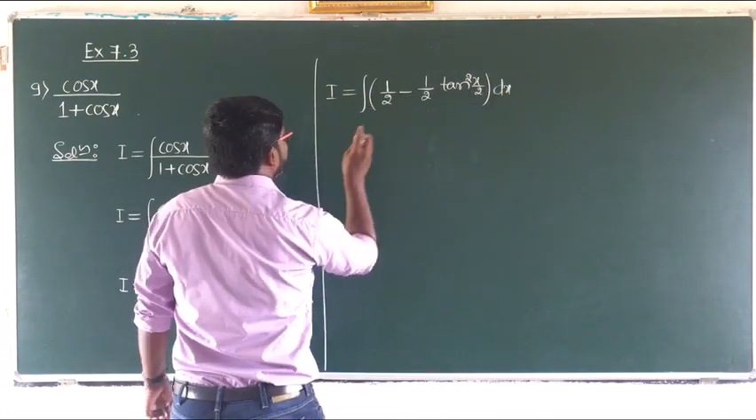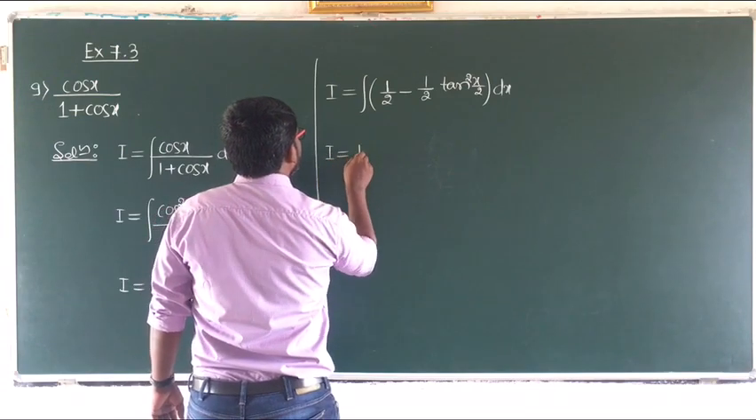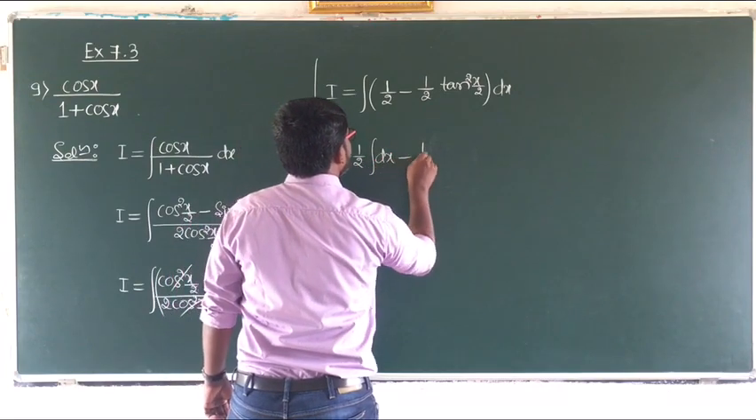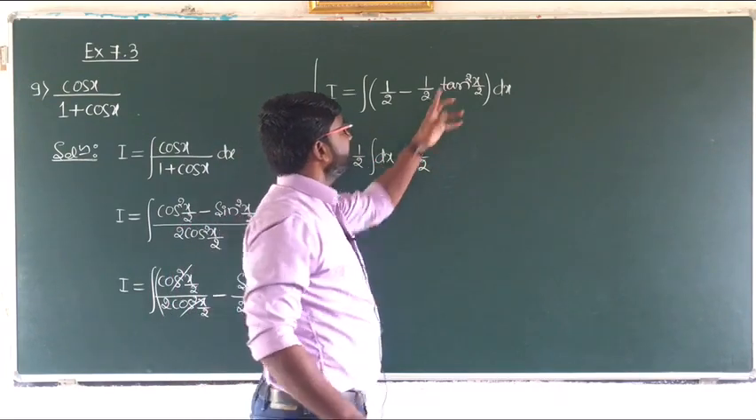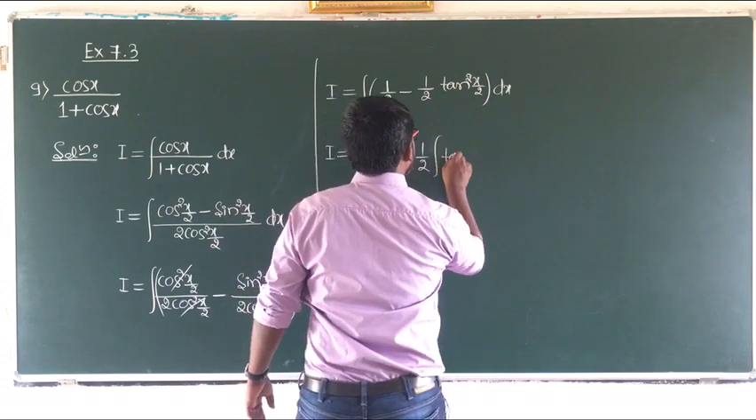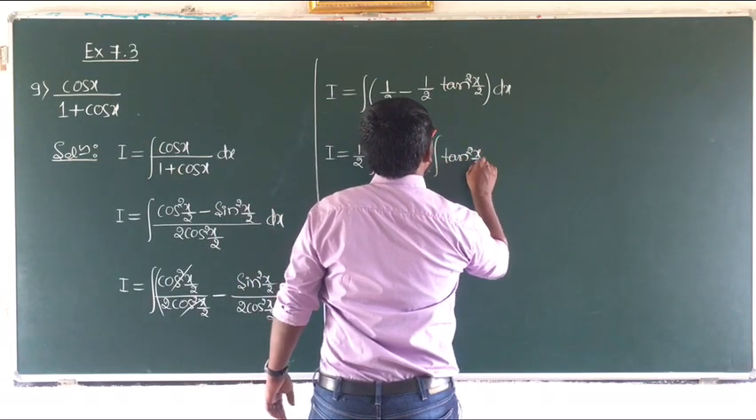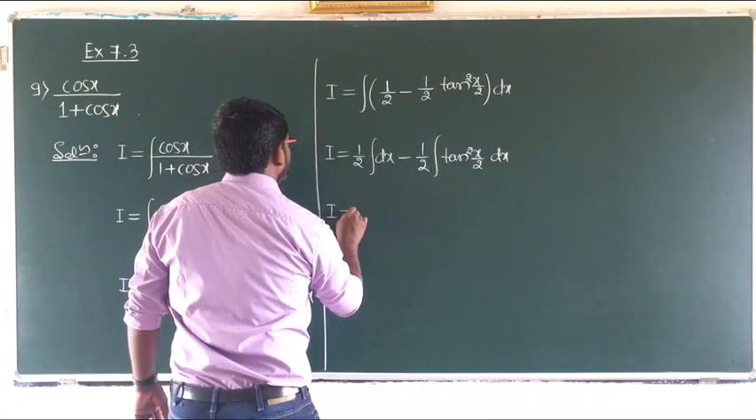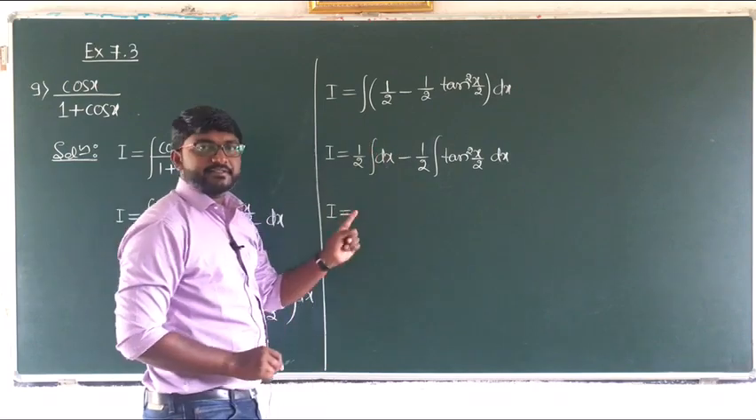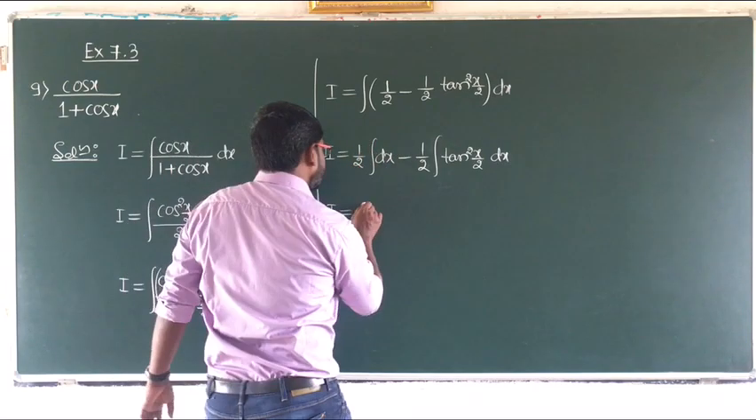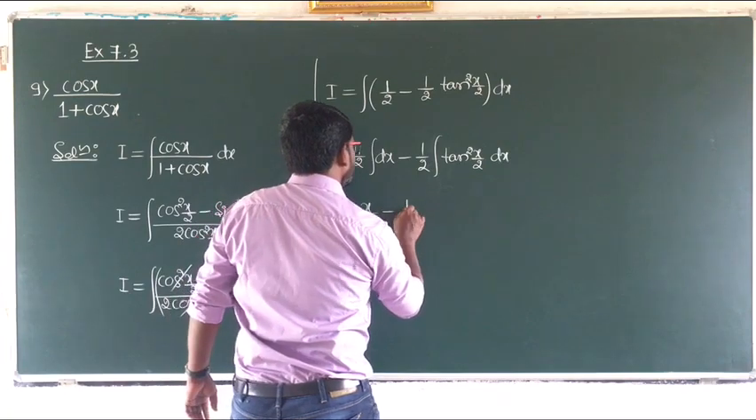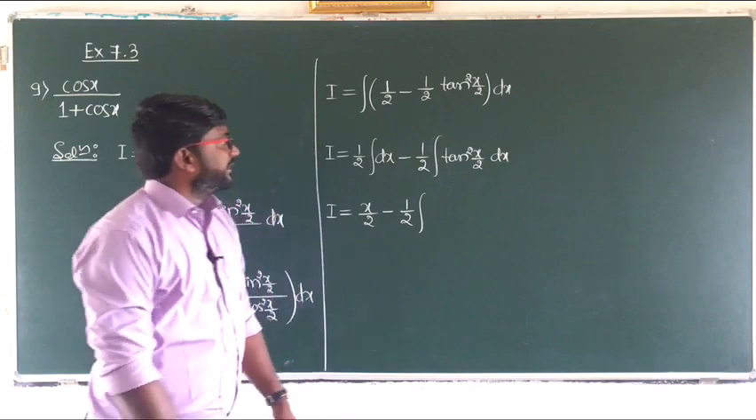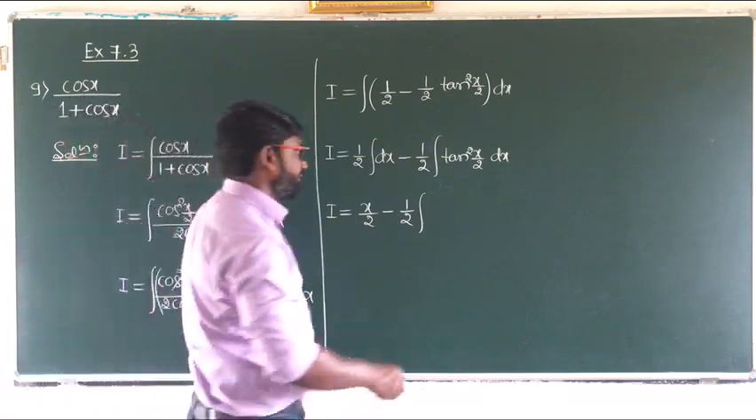So integrate them separately. I is equals to 1 by 2, I write it outside, then integral of dx, minus again 1 by 2 outside, then integration of tan square x by 2 dx. So now I is equals to integration of dx will be x, 1 by 2 into x will be x by 2, then minus 1 by 2, write it as it is. Then here integral tan square x by 2 can be written as secant square x by 2 minus 1.